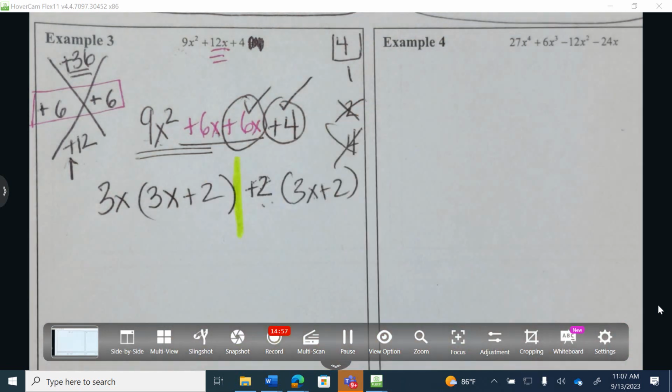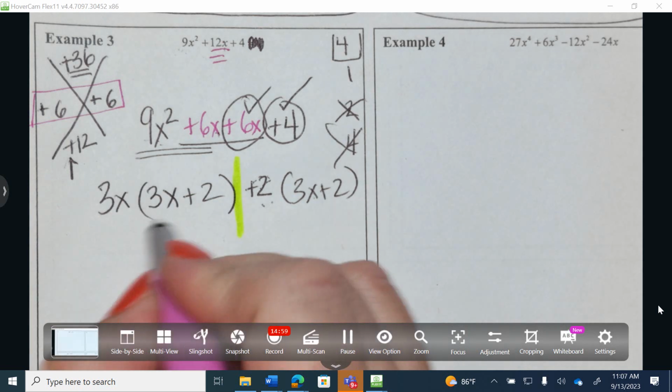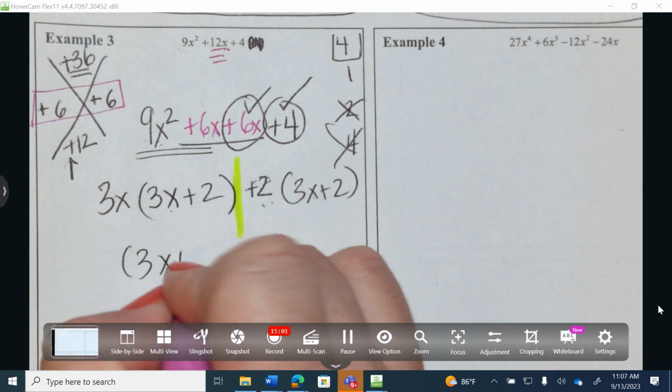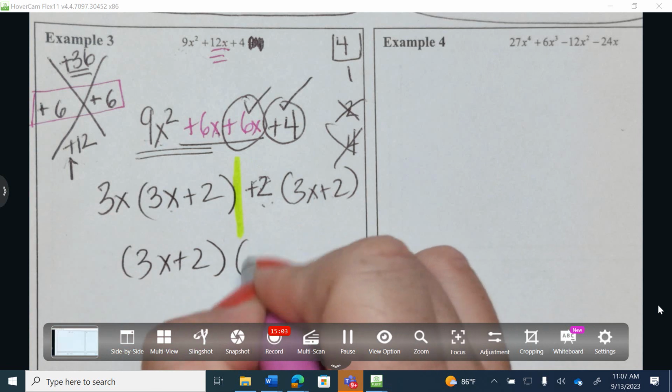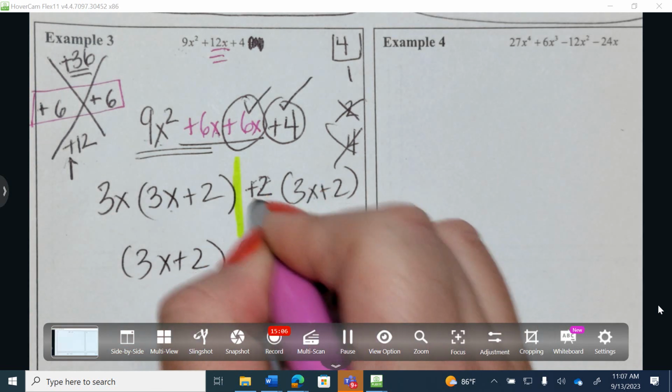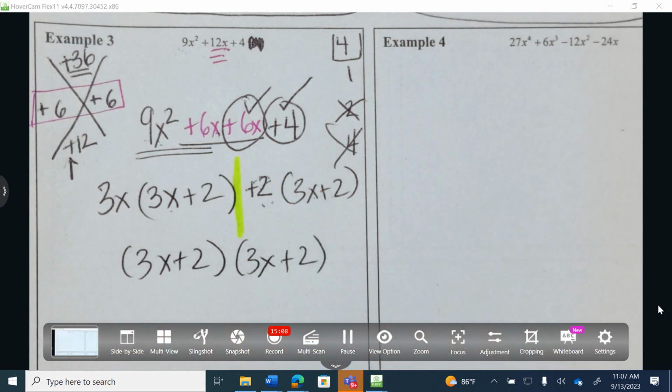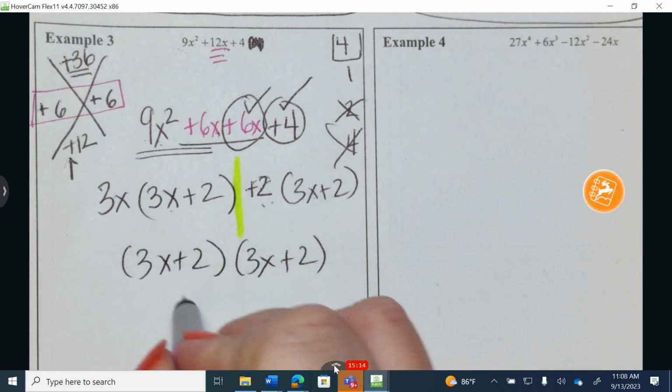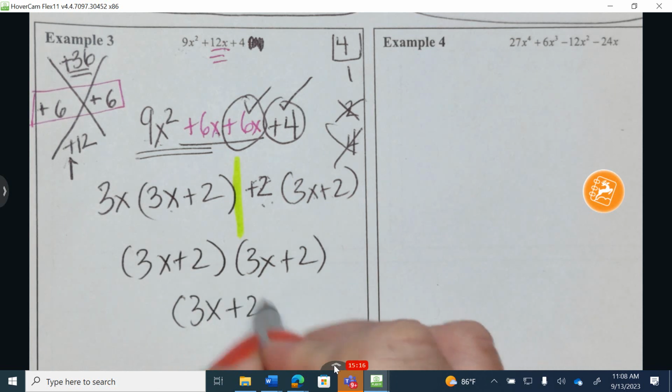Split this down the middle. And now they both have the parentheses 3x plus 2. In front of the first is a 3x. In front of the back is a positive 2. If you left it like this, that's completely fine. Or you may recognize they're the exact same quantity, so you're going to write 3x plus 2 quantity squared.